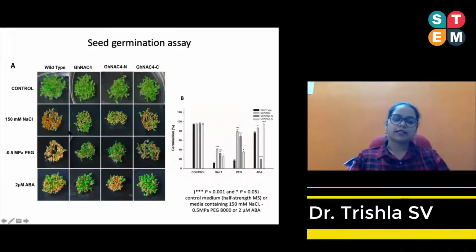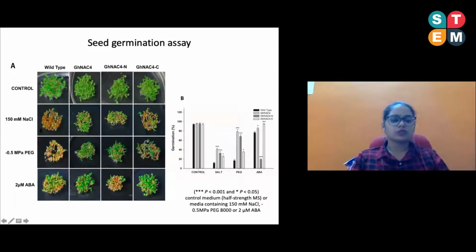We see that under salt stress, both the transgenics and both the domains were able to germinate as compared to the wild type. And under drought stress also, the full-length transgenics and the N- and C-terminal domain transgenics showed better germination percentage as compared to the wild type.